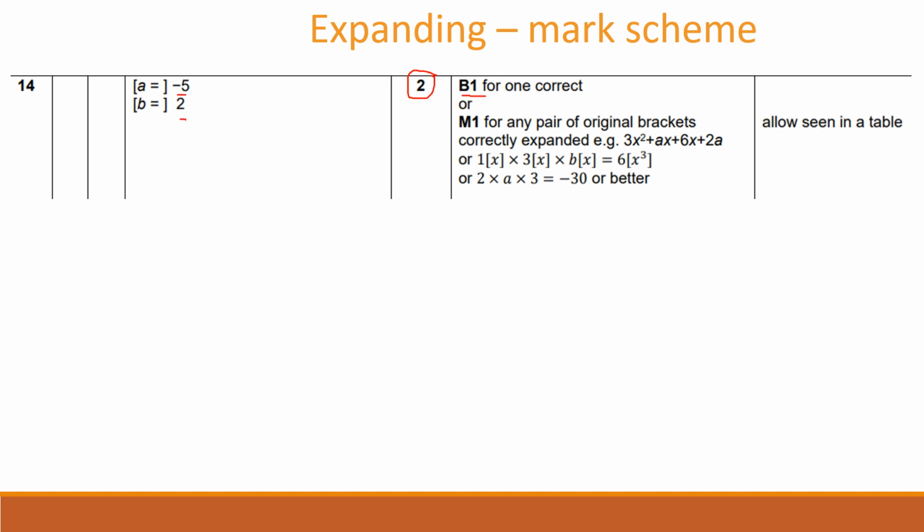Over here it says B1, so for 1 correct. So if you've got one of the numbers correct, you get a method mark. There is a method mark for doing any pair of original brackets expanded correctly. So if you try to expand the brackets correctly, then you've got a method mark. Or if you came down to expanding the 2 times a times 3 is equal to -30 or better, then you also get a method mark.